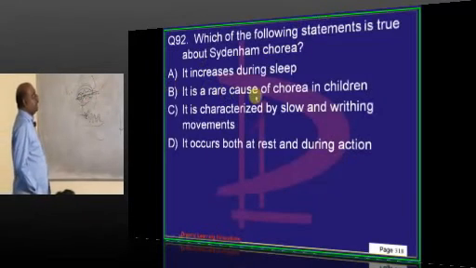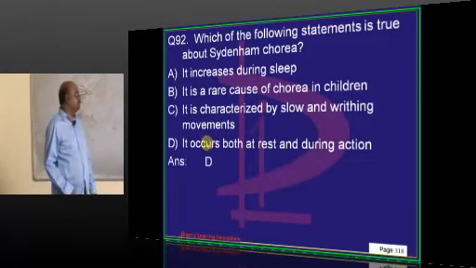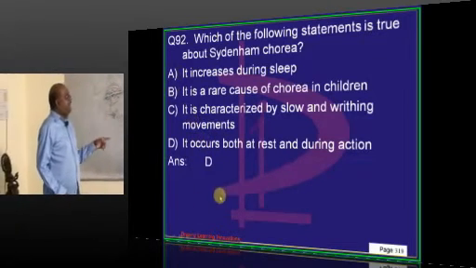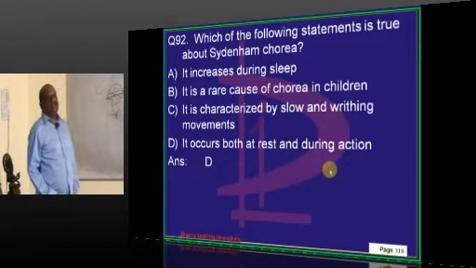Sydenham's chorea. Basically it occurs both at rest and also during action.